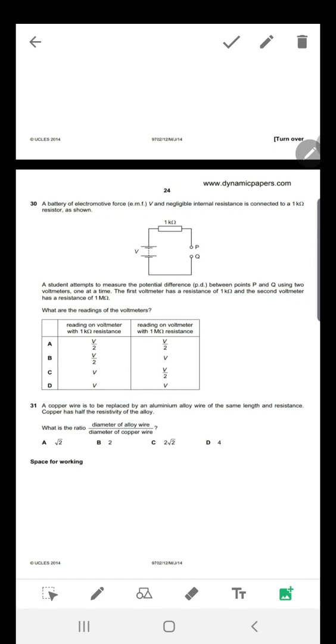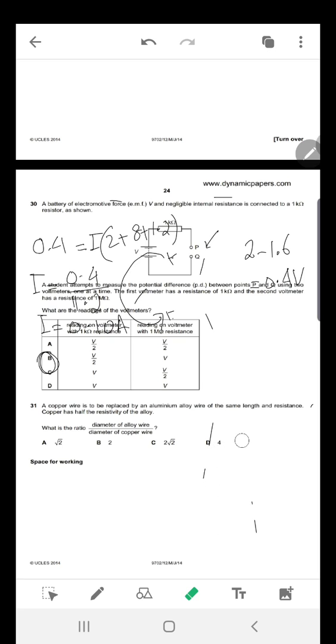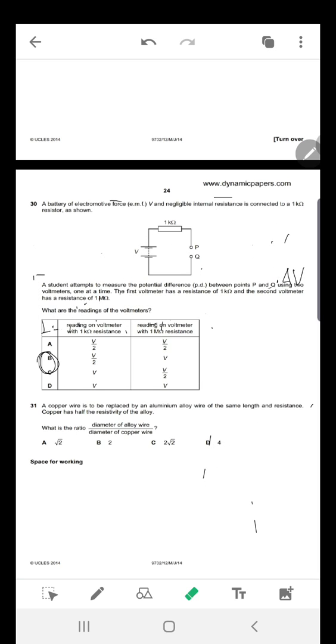Okay, let's start. A copper wire is to be replaced by an aluminium alloy wire of the same length and resistance. Copper has half the resistivity. So resistivity is the difference. Copper has half, so it means that the alloy has double the resistivity. What is the ratio of the diameter of the alloy wire to the diameter of the copper wire?